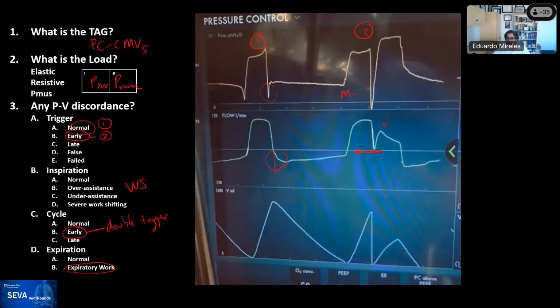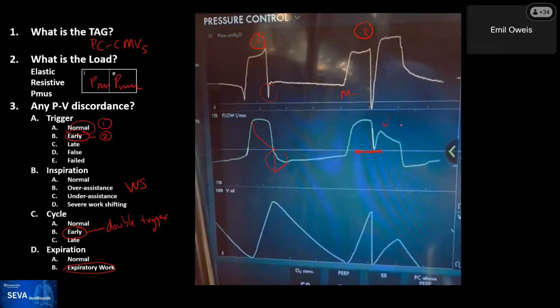So there's a question about the first breath. Why does the flow rise like this in the first breath? Well, that's the presence of PMUS. Whenever you have PMUS, you're going to see this. It's the double triggered breath, the first one. Notice how the flow seems to peak, but then continues to rise beyond that. So that's the presence of PMUS.